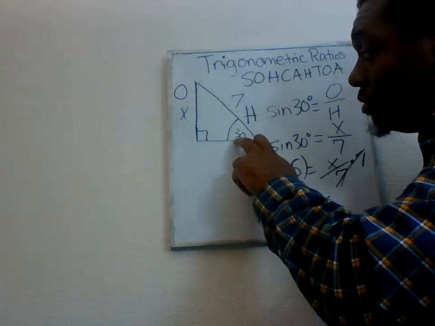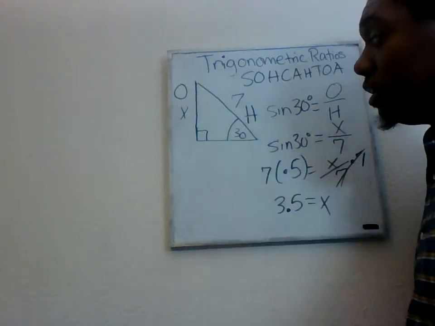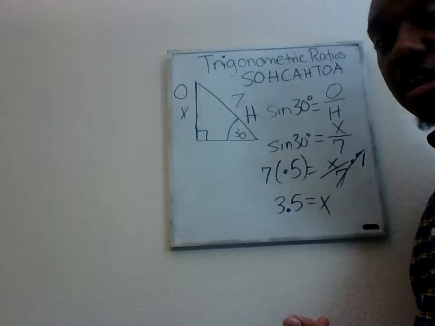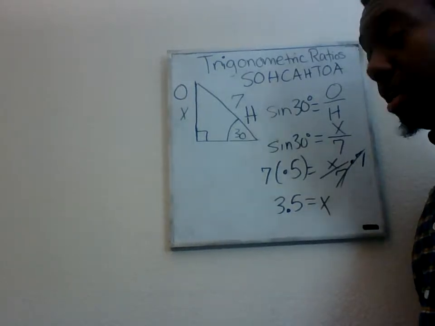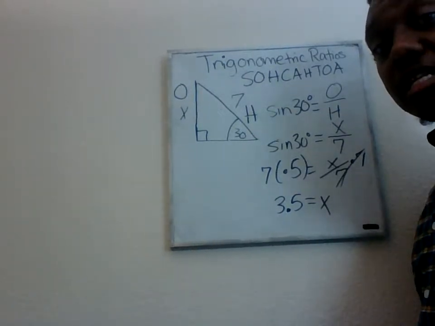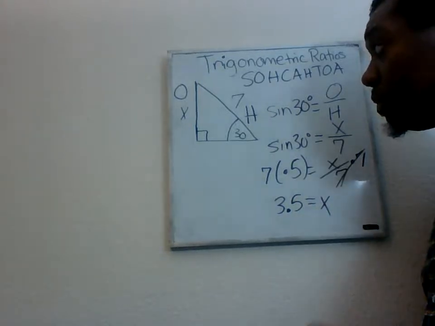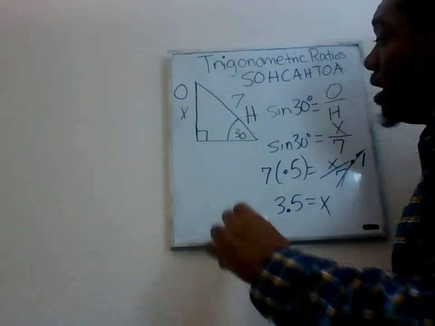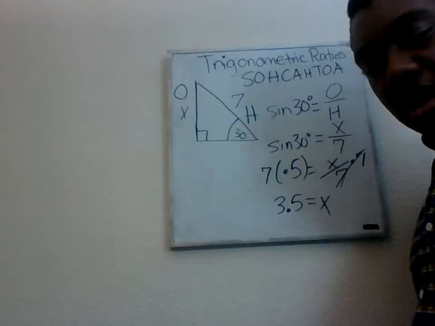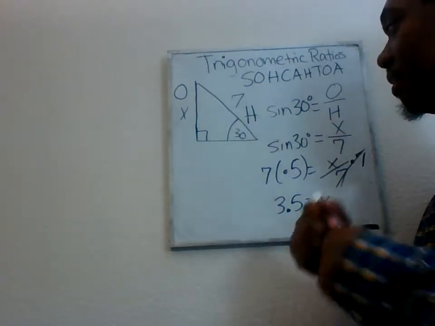We can also use a different trig function to find the other side. We could use cosine. We'll look at cosine in the next example. So let's do that now. We're going to find y. I'm going to call it y.